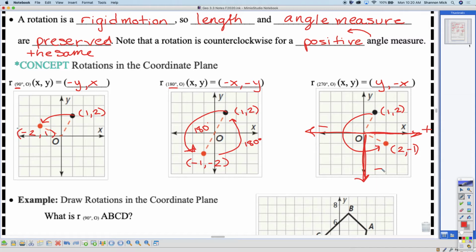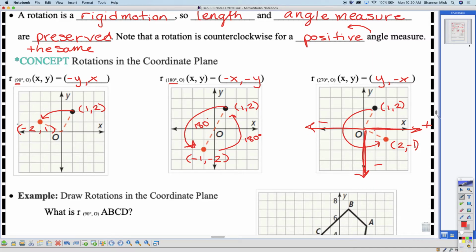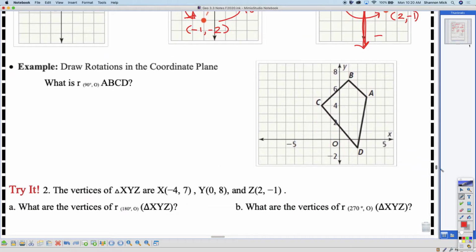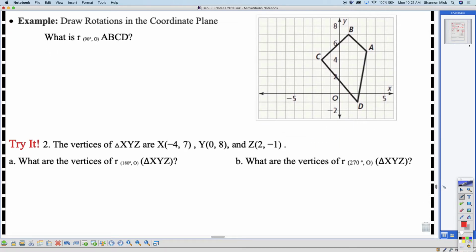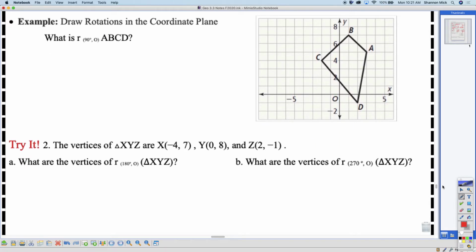That's it, we're done. We got 3 examples. Should these examples take me long? No. Okay, this is what I want you guys to do so you remember them. I want you to write your rule. So let's write our points. We want to draw this rotation over here, okay?